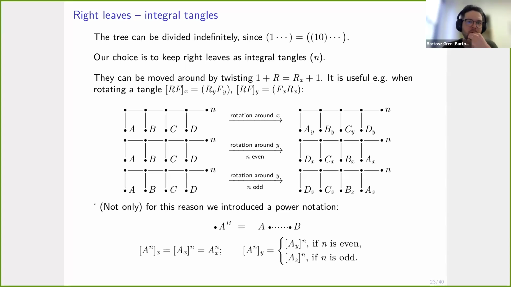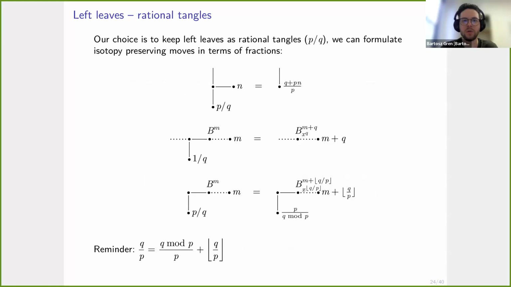So we've chosen which right leaves we want to keep. And in our binary tree, we also need to choose left leaves. Our choice for left leaves is to have rational tangles, because we already know that they have great properties. Every rational tangle can be simply represented as a fraction, and we can formulate isotopy preserving moves in terms of these fractions.